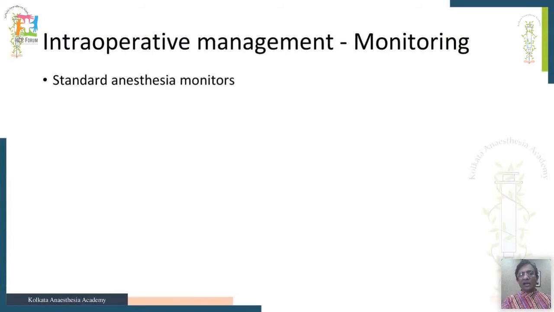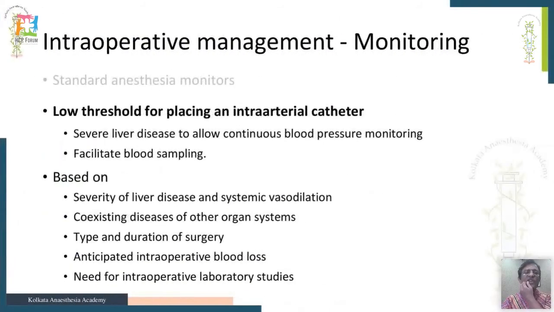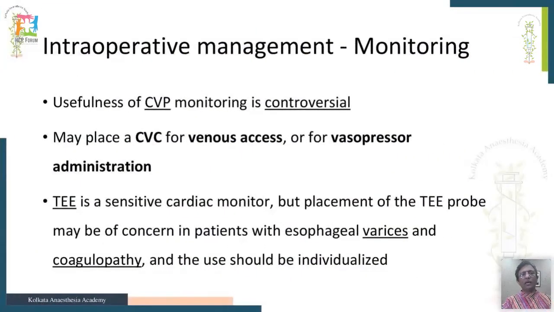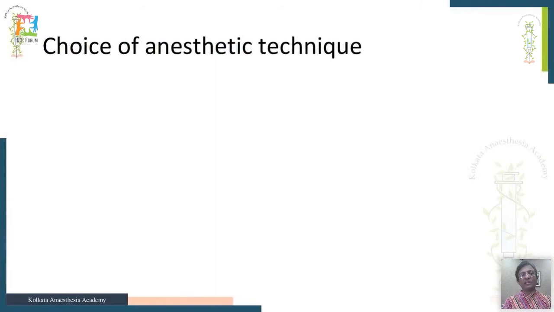What about intraoperative management and monitoring? Standard monitors, but there is a very low threshold for putting in an intra-arterial catheter because it helps you in understanding the dynamic pressure management. The role of CVP is controversial. I would put in a central venous catheter when I think that I will definitely need vasopressors, and you might need vasopressors in this group of patients.